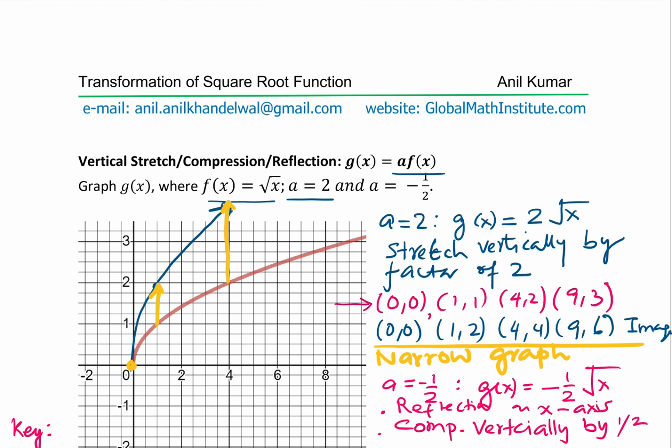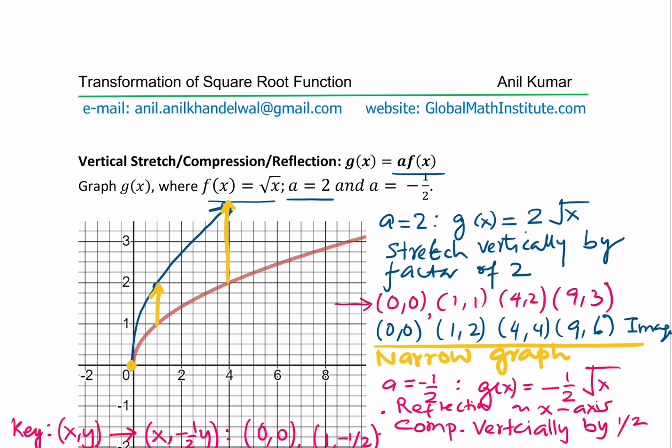The key points will change from x, y to x values remain the same, the y values become negative half of original values. Is that clear to you? So which will result in the new points: 0 remains 0, the other 1, 1 becomes 1, minus half, right?